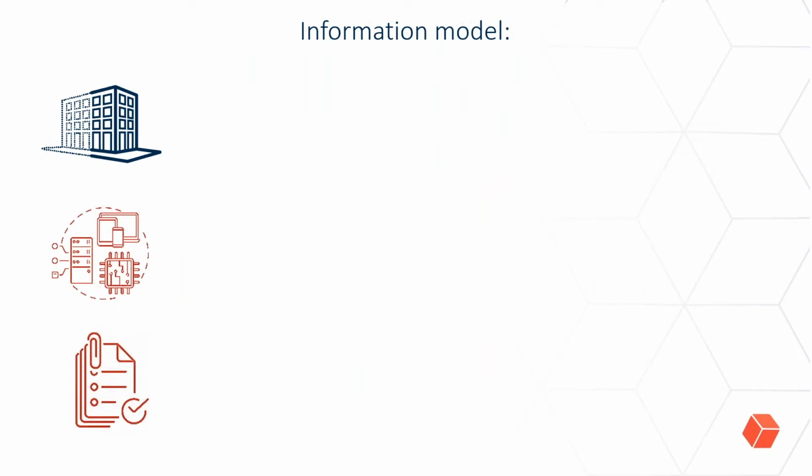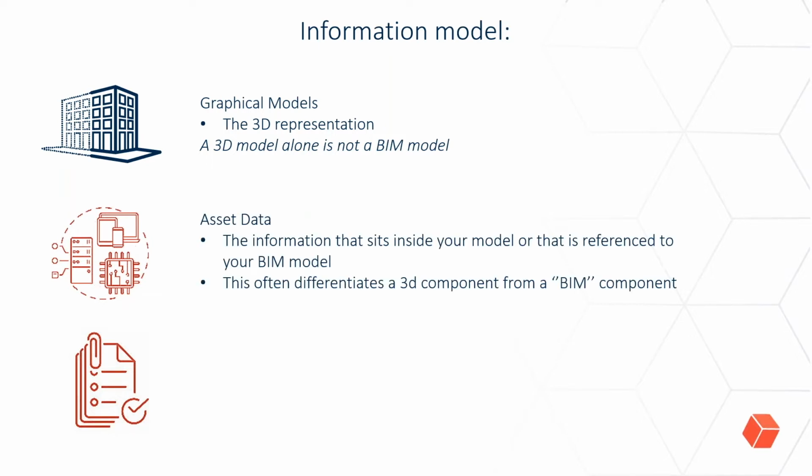Now, if we look at these individual components, so the graphical model, the asset data, and the documentation. Graphical models, the 3D representation. Please do remember that a 3D model alone is not a BIM model. So if you just have a 3D model that looks like a desk, but it doesn't really have a lot of information in, there probably isn't a lot to protect there, because it really is just a graphical representation of something that we are all very familiar with. The asset data is the information that either sits inside of your model or that is referenced to your model. So it could be referenced to another database, but it's easily accessible through a graphical model interface, if I can put it like that. And then the asset data is also where we differentiate between what is a 3D component or a family or a model versus what is a BIM component.